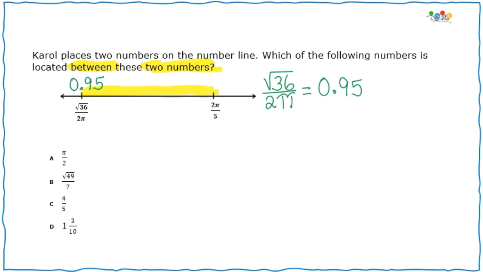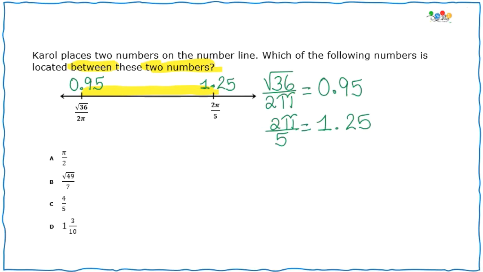The next number is 2 pi over 5. Let's go ahead and input those numbers in the calculator and you will get 1.25. I will write down 1.25 right above my number. So let's analyze that before we even look at the answer choices. I'm looking for a number that is between, and we'll think about money, 95 cents and $1.25. Is that correct? All right.